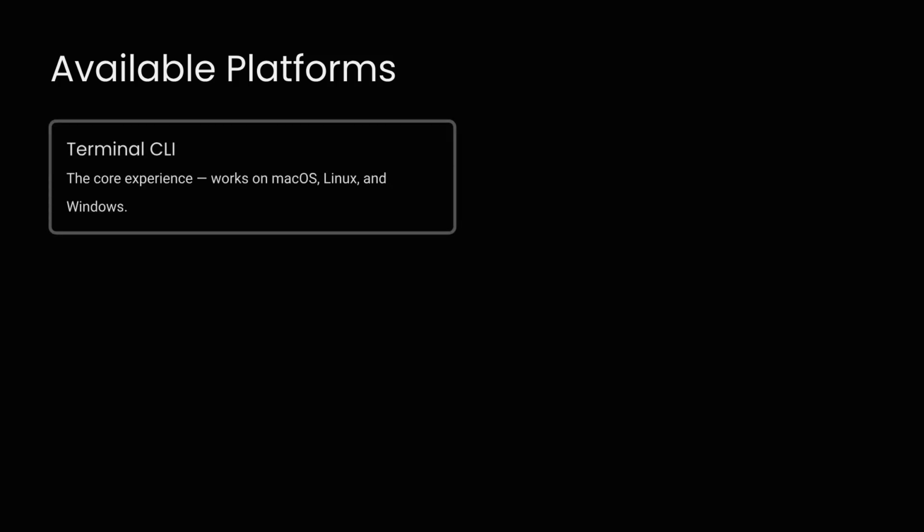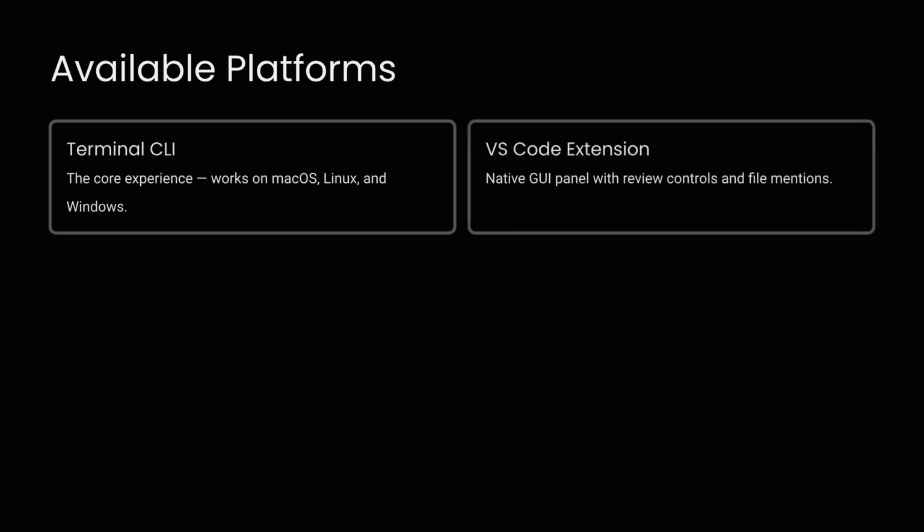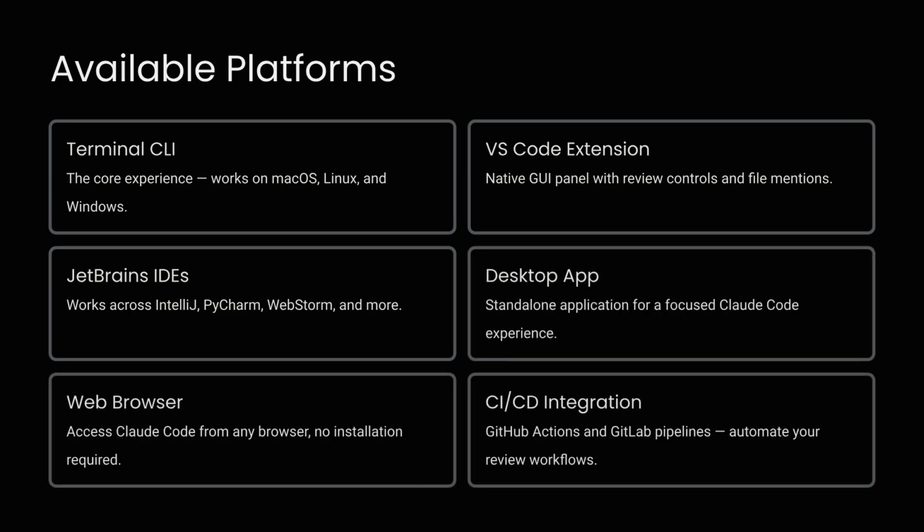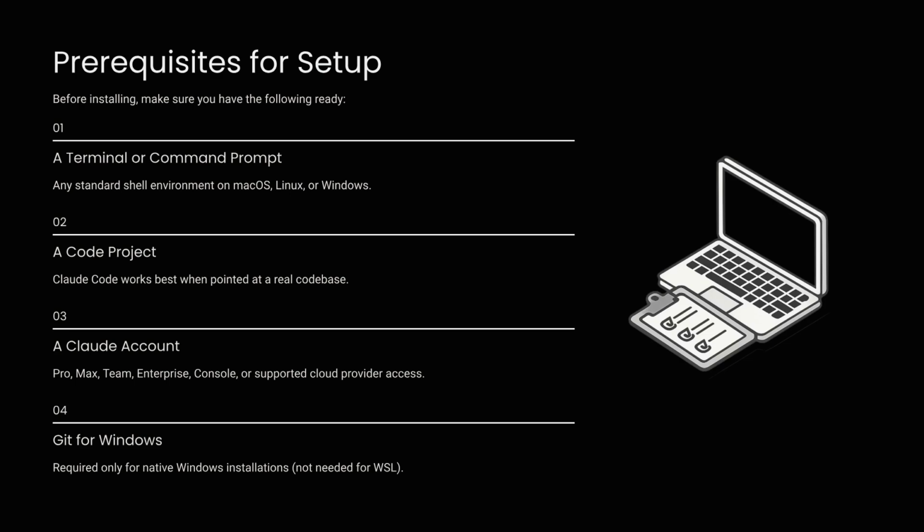Chapter 3 covers setting up your development environment. You can get Claude Code running in minutes across every major platform. Claude Code is available on multiple platforms, including the terminal CLI for macOS, Linux, and Windows. It also offers a VS Code extension, JetBrains IDE support, a desktop app, web browser access, and CI/CD integration to automate review workflows. Before installing, ensure you have a terminal or command prompt, a code project, and a Claude account, such as Pro, Max, or Enterprise. If you are on native Windows, you will also need Git for Windows.